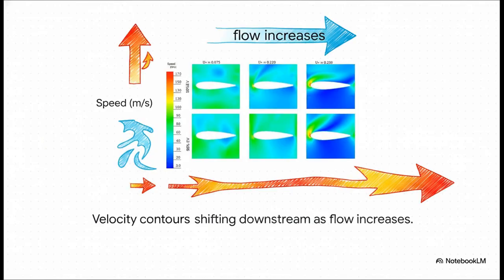Now, when we switch gears and map the velocity, or the airspeed, a very clear pattern emerges. As the flow coefficient naturally increases, you can vividly see the high-speed red zones being pushed further and further downstream, trailing dramatically off the back of the blade. It's incredible to see the aerodynamics at work like this.